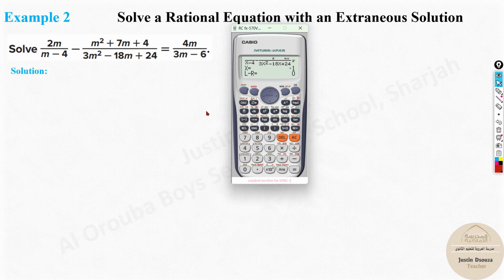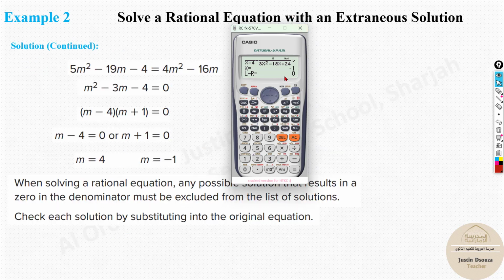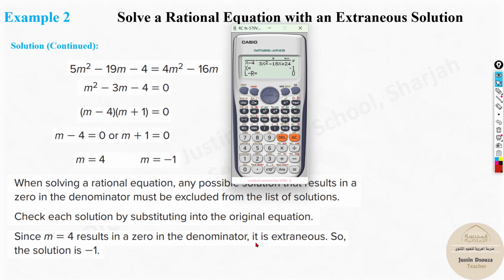Now, the good thing about the calculator is it rejects the extraneous solution. It will directly give you the correct solution. If it's undefined, it will not mention it. So if there are two answers, you will get the correct answer only. But the problem is for writing, you can't use this because you have two answers, right? So this is how you solve it.